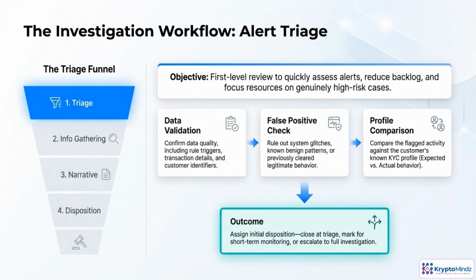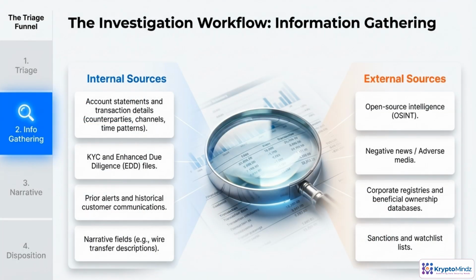Alert triage is the first filter, so the team spends time on the right alerts. Start by validating basic data. Does the customer exist, and are dates, amounts, and rule triggers correct? Next, check whether this looks like a classic false positive, a known system glitch, or a pattern that's already been cleared as benign. Then compare the activity with the customer's expected profile. Based on those checks, you either close, park for monitoring, or escalate for deeper investigation.